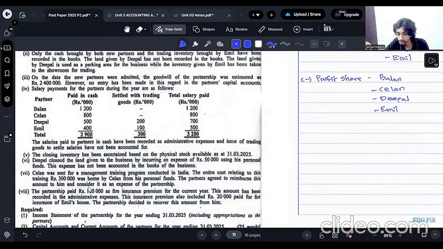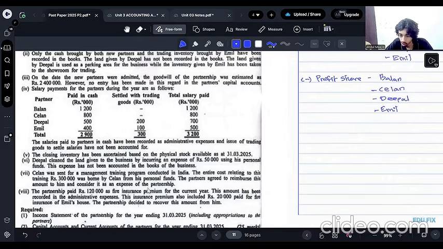The entire cost relating to this training, rupees 300,000, was borne by Sealan from his personal funds. The partner agreed to reimburse this amount to him and consider it as an expense of the partnership. Now, Sealan's training expense is an expense of the partnership, not his personal transaction. He paid it out of his own money, okay? And he is supposed to get it back from the partnership. Now they have not recorded this thing.